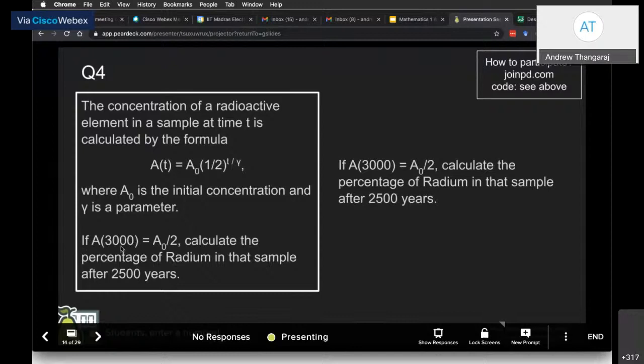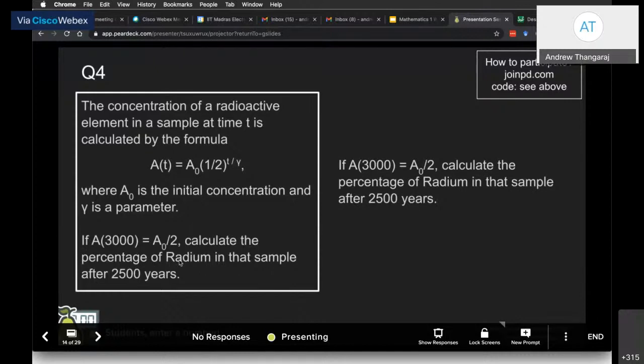I don't know if t is in years, I think, yeah. So after 3000 years, it goes to A naught by 2. It's sort of like what's called half-life. You need to find the percentage of radium in that sample.